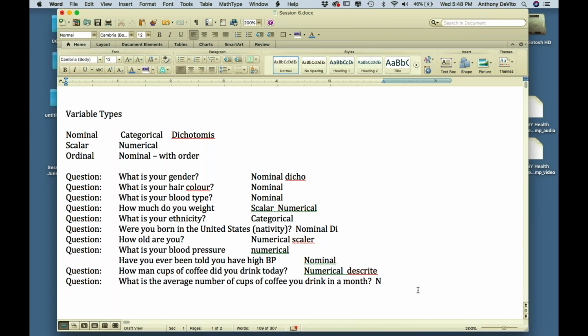The other characteristic of scalar and numerical variables is that they're on a number scale, and the differences between the numbers have some meaning. In other words, a blood pressure of 80 is 10 millimeters of mercury less than a blood pressure of 90. It's 10 millimeters less than a blood pressure of 100, and so on and so forth.